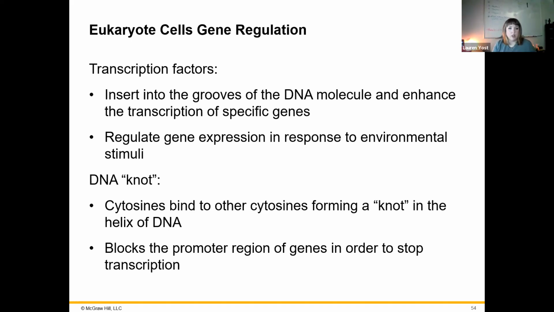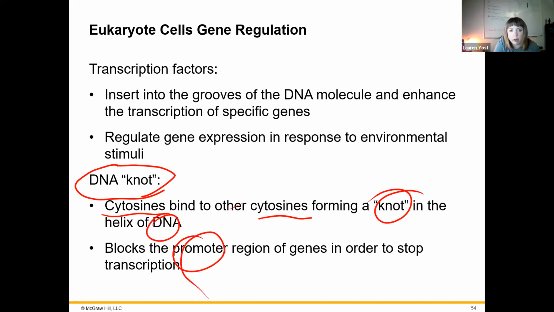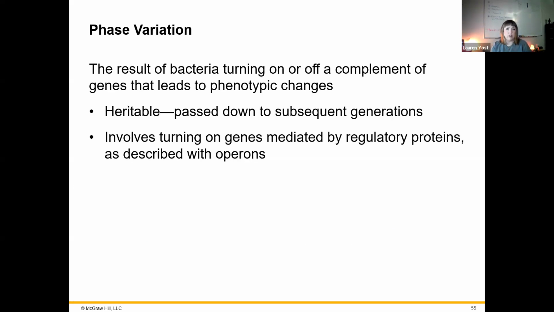But there's a lot of different ways that we can block transcription, whether it is with things like microRNA or things like here, the DNA knot. In this DNA knot our cytosines bind to other cytosines to form a knot in the helix of the DNA to block the promoter so that we can no longer do transcription of that. So we can literally physically block it that way. It's just one example, but there's a lot of different ways that can happen for eukaryotes.